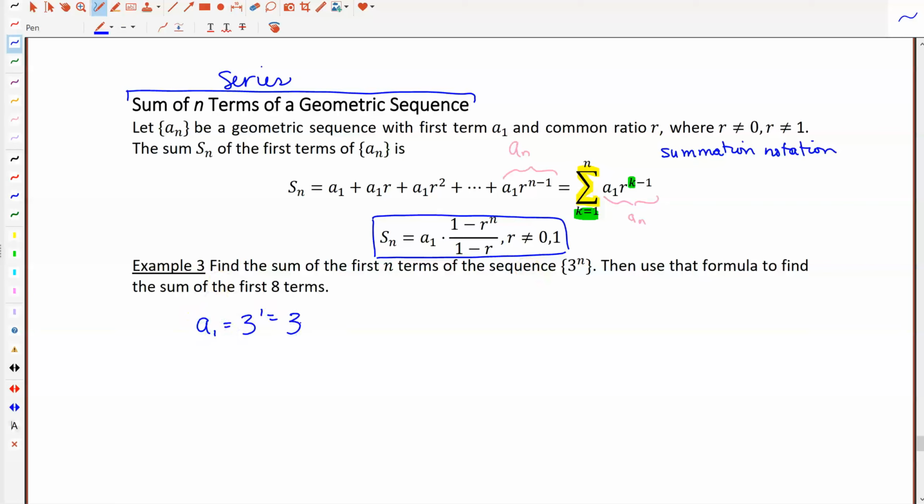My common ratio r can be found by doing 3 to the n divided by 3 to the n minus 1. So if I simplify that by subtracting those exponents, we would get 3 to the n minus n plus 1. The n's cancel. We just get 3 to the first power, or 3. All right, very good. So now I have my first term, and I have my common ratio.